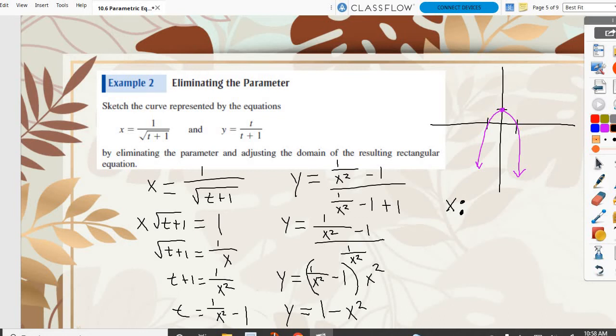Correct, except not just x. What has to be greater than 0 this time? T. Not just t. What causes issues when I have a square root? What's not allowed to be negative? The thing inside. So what's inside the radical for x? T plus 1. So t plus 1 has to be greater than 0. Say t has to be greater than negative 1. We're going to solve for it in a second.